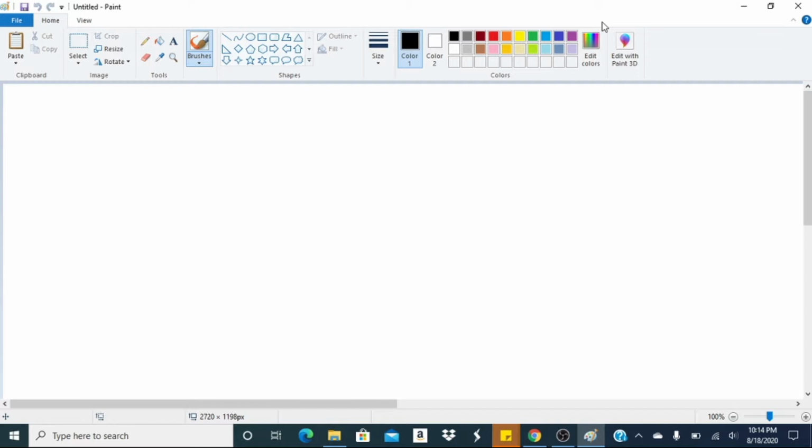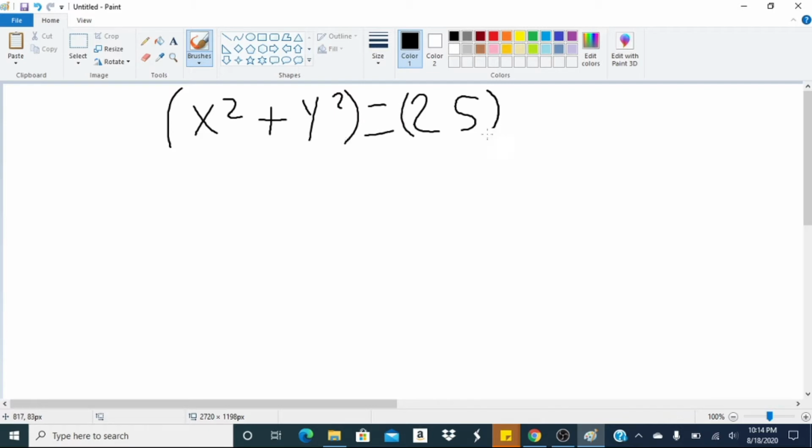We're going to start off with a very simple problem that most of you should be familiar with in terms of the equation itself, and that is the equation of a circle, which is x squared plus y squared equals r squared. However, for the basis of this video, we're not actually going to be using r squared. We're just going to be replacing that with 25. So what we're going to do here is essentially find the derivative of both sides.